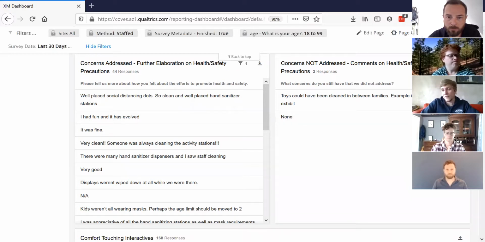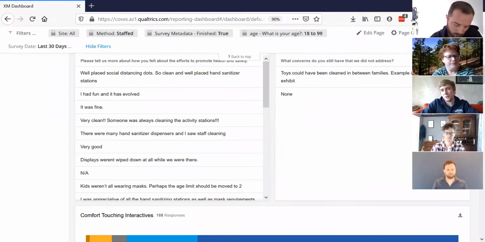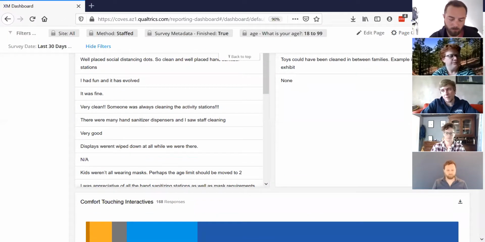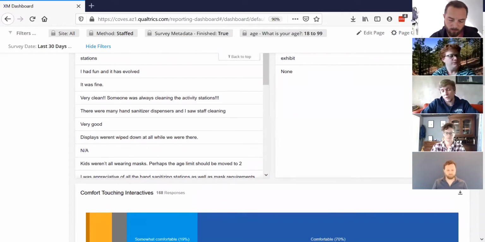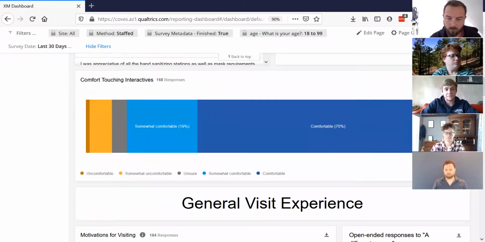Like none, even though they said that. So you could easily see someone who had concerns, but they weren't concerns that were reasonable for the museum to address, because we're all concerned right now. Some of which we can do something about, and some of which we can't.